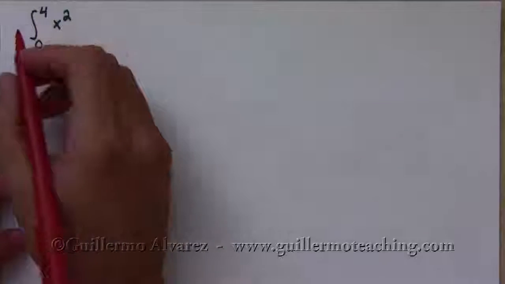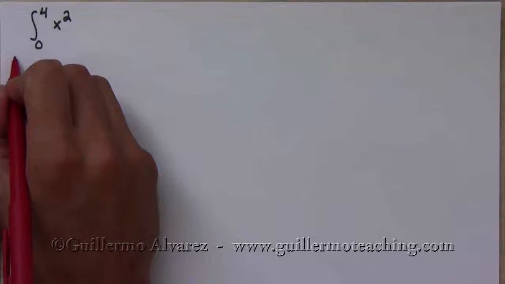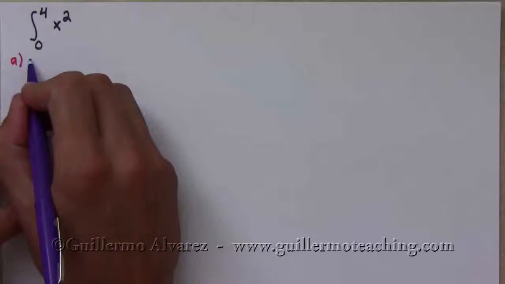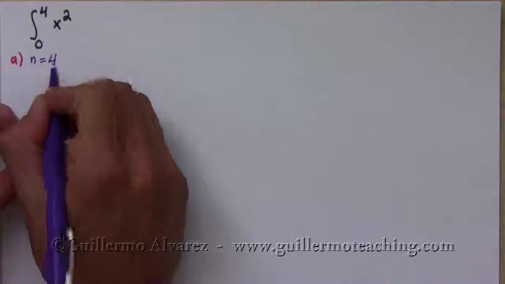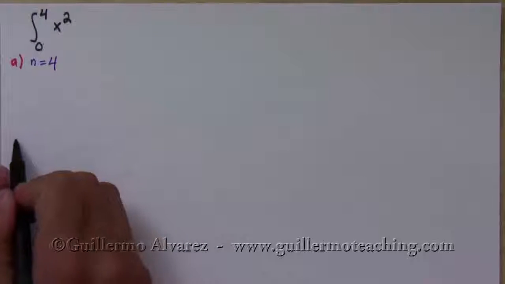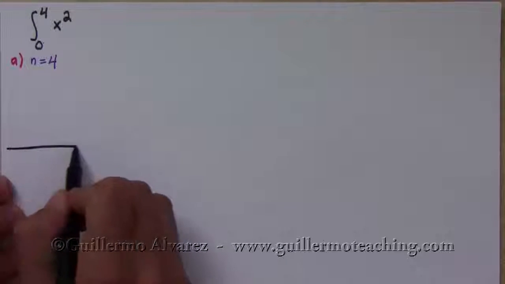So the first one is we're going to approximate the area underneath the curve from 0 to 4 using 4 rectangles. Okay, now this isn't necessary, but I'm going to draw the picture. I'm going to draw this graph right here so that we get a visual of what's going on.